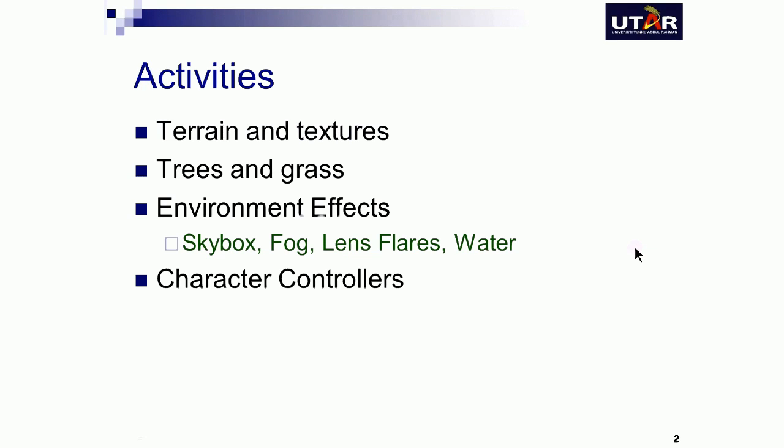We examine the various additional environment effects that we can add on to the terrain to make it look more realistic, such as a skybox, fog, lens flares, and water. And finally, we look at adding a character controller into the 3D environment that we have created so that we can navigate around in the environment.